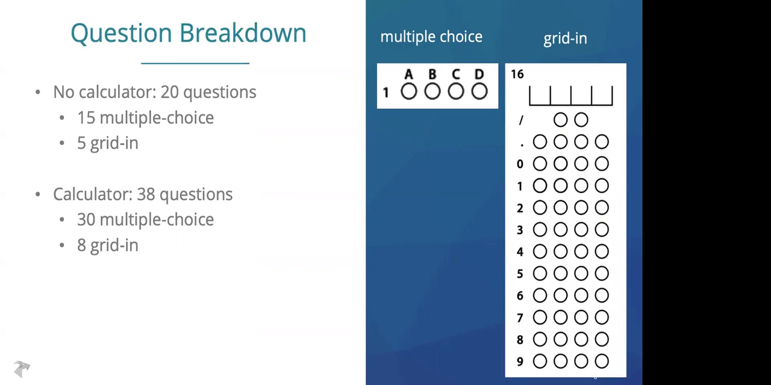A grid-in question will look like this on the bubble sheet, which means that you have to solve the problem and then fill in the answer that you think is correct. So the answer could be 5, or it could be 2,674, or it could be 3/4. The grid-in questions are much more open-ended. So be aware that you will have those on the test, as well as the standard multiple choice.